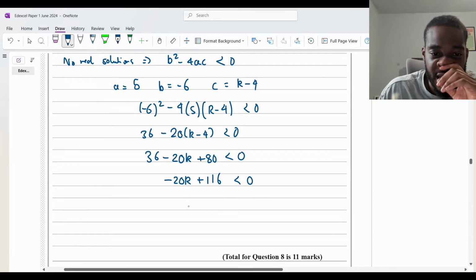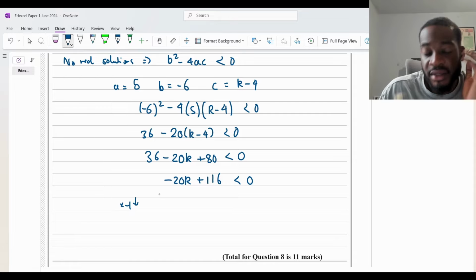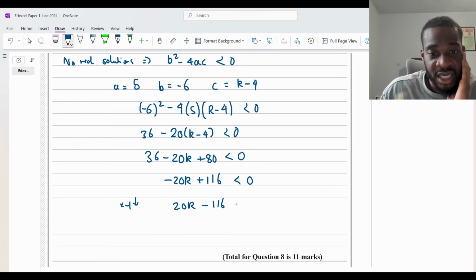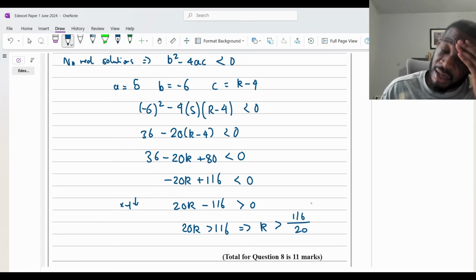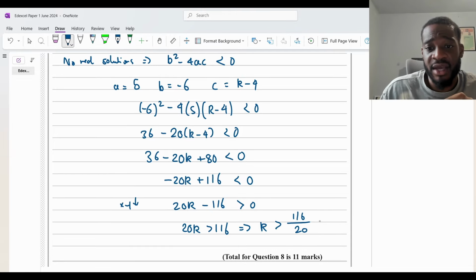So that must mean that let me times by minus 1 so I can put the k on the left. Times by minus 1 is going to be positive 20k minus 116. I'm going to flip that inequality now, aren't I? So it's going to be 20k is greater than 116. That must mean that k is greater than 116 over 20. What's half of 116? 58. Divide that by 10 is going to be 5.8. So that right there is 5.8, isn't it?